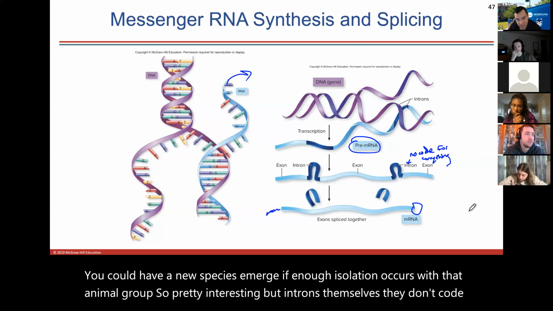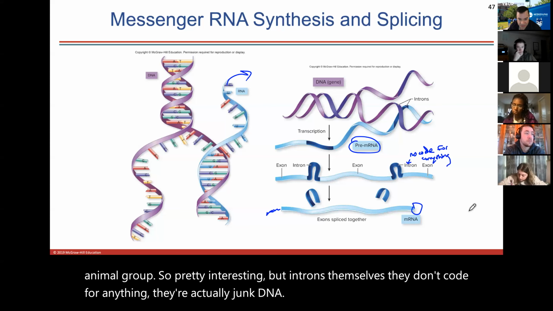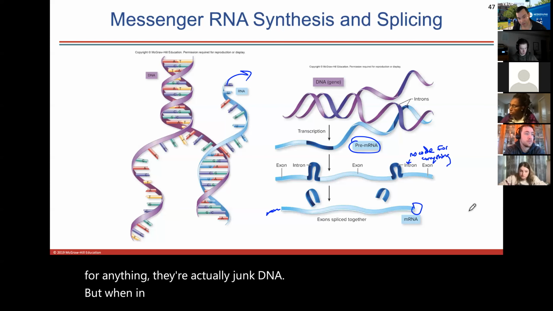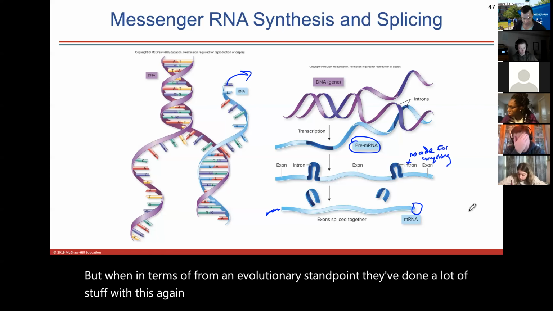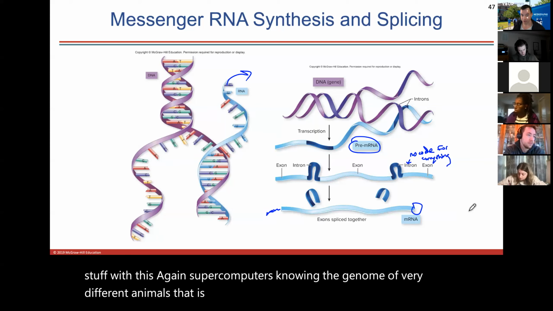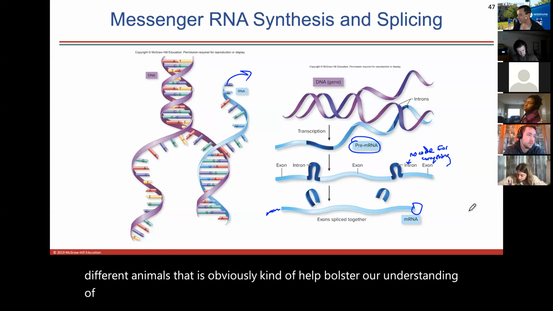They're actually junk DNA. But from an evolutionary standpoint, they've done a lot of stuff with this. Again, supercomputers, knowing the genome of various different animals, has obviously helped bolster our understanding of some of this stuff. But it's pretty interesting.